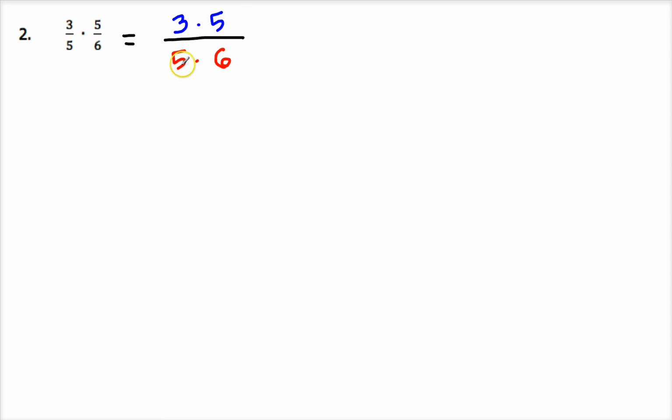5 and 5 are both divisible by 5, so I can divide this 5 by 5 and replace it with a 1, and do the same thing on the bottom. Divide by 5 and replace that with a 1. I also have a 3 on the top and a 6 on the bottom. So I can divide this 3 by 3 and replace it with 1. I can divide this 6 by 3 and replace it with 2. So I can do some canceling for this problem to make my numbers a little bit smaller.